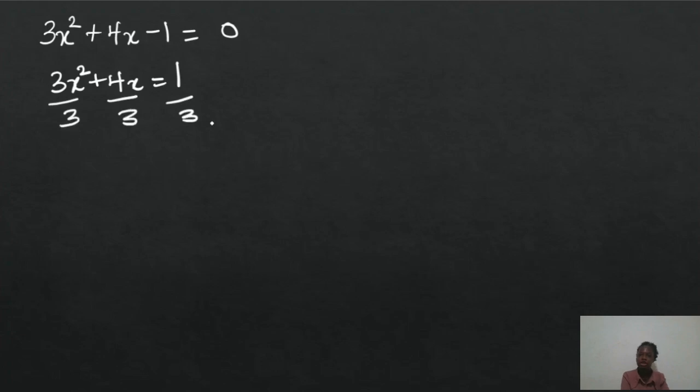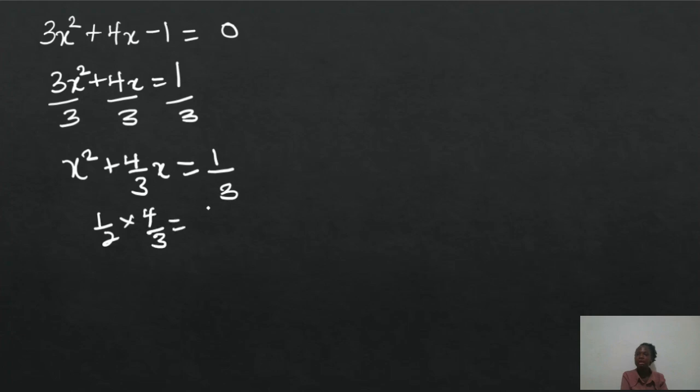So our new equation is going to be x squared plus 4 over 3x equal to 1 over 3. So now we've ensured that our coefficient of x squared is 1. Now when you are done with that, you are going to find half the coefficient of x. So half of 4 over 3 is going to give us 2 over 3, because this 2 here is going to cancel out this 4 and give us 2.